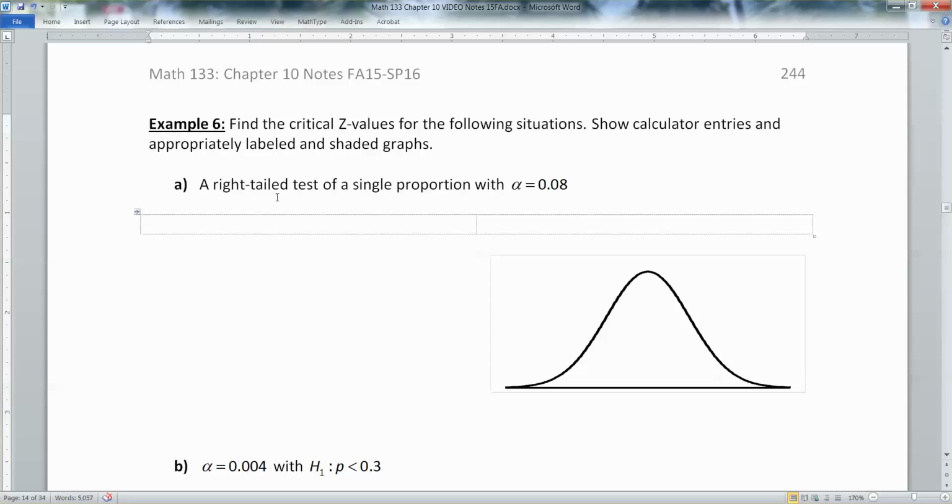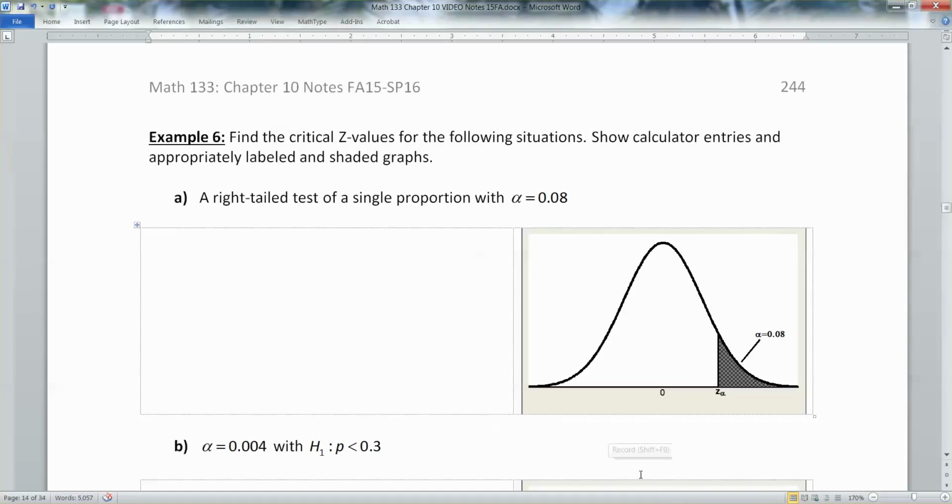Okay, so the first thing we want is a right-tailed test of a single proportion with alpha equal to 0.08. Let me draw you the picture of that. All right, so there it is. We have the normal curve drawn. We have 0 in the middle because this is a z curve, and the whole thing about a z curve is it's standard and normal, meaning the center is 0, the standard deviation is 1, and it's a normal curve.